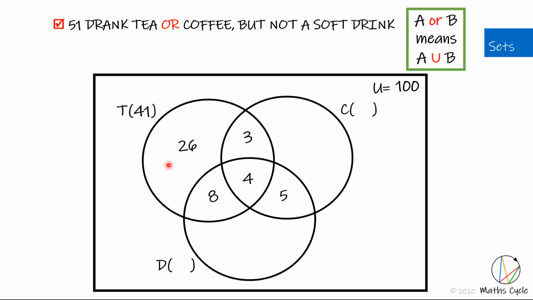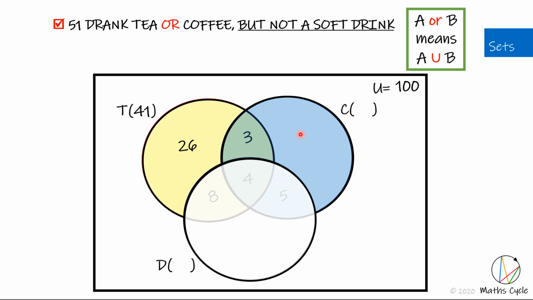So or means union. So T union C, but not a soft drink. So take away or block out the circle for soft drinks. So this bit that's left, these 3 parts, the yellow, the green and the blue, all sum up to make the 51 people.